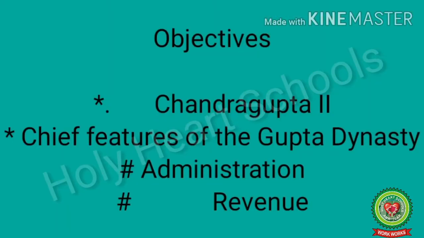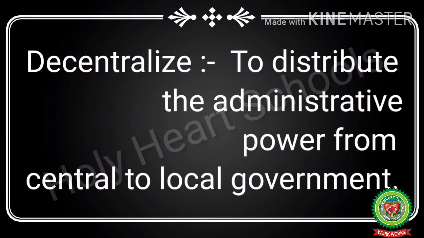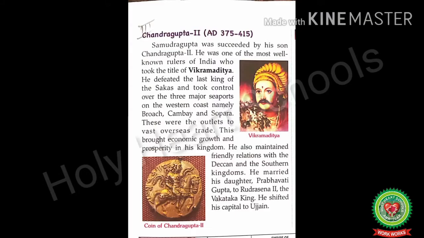Now, in today's class, we are going to read about Chandragupta II, and we will also read the two features of the Gupta dynasty, administration and revenue. So children, let's have a look at the important term related to today's video. Decentralize: to distribute the administrative power from central to local government. Now let's start reading. Page number 93.